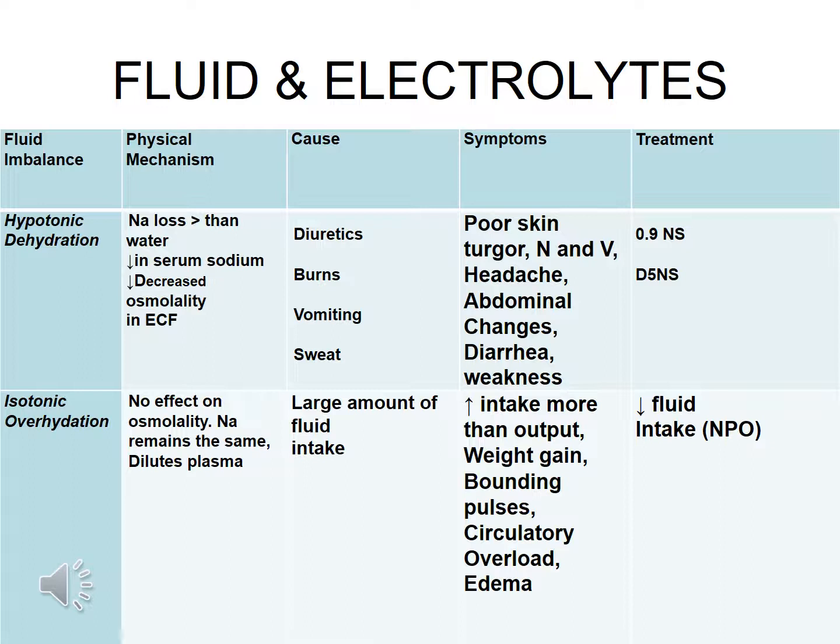With individuals that have isotonic overhydration, there's really no specific osmolality on their lab results that would tell you this is going on. The sodium remains at the same plasma level, and it's usually due to a large amount of fluid intake, whether it be water, alcohol, sports drinks, doesn't matter. The symptoms are an increased intake of more than the output. There's a weight gain, they have bounding pulses, they can go into circulatory overload, heart failure, and edema. We have to restrict their fluid intake to try to reduce the effects of this disorder.